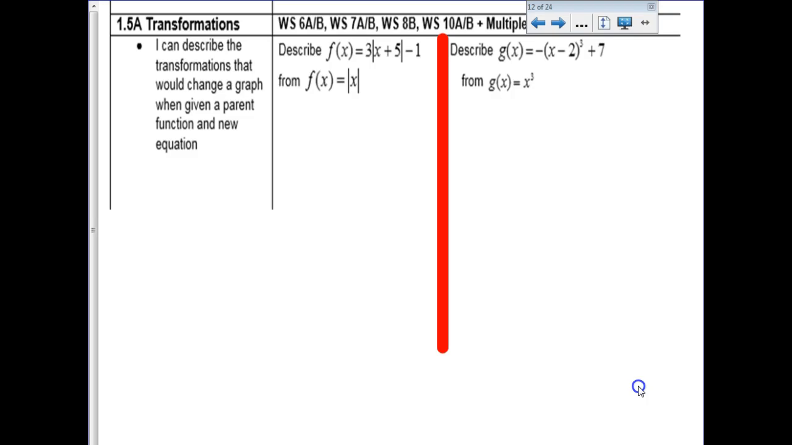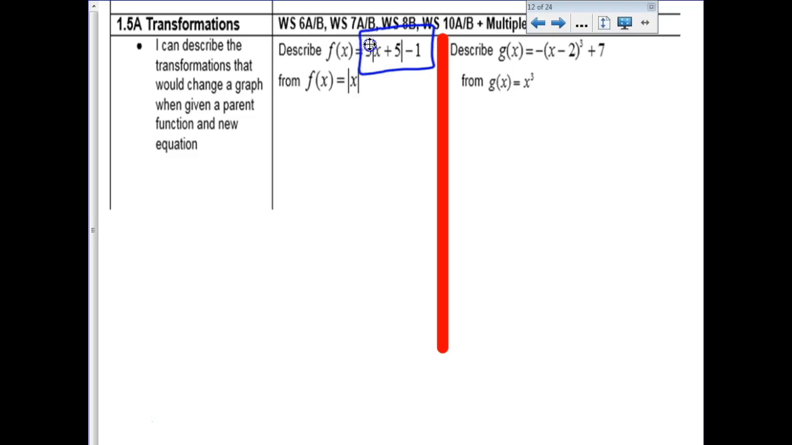Okie dokie, talk about transformations. Describe the transformations from the parent function to this new function, in order, please. Okay, so the order really does matter, guys. There's a question coming up where it really matters because you're going to create the function. But if you're ever in a jam, just start from the left and work your way to the right, and you'll probably be fine.